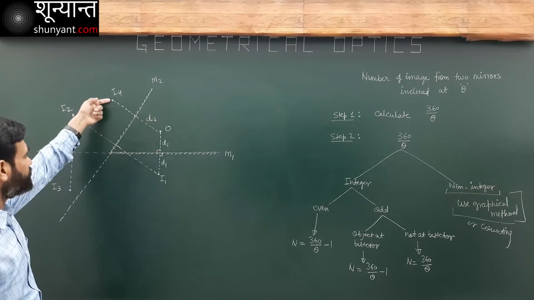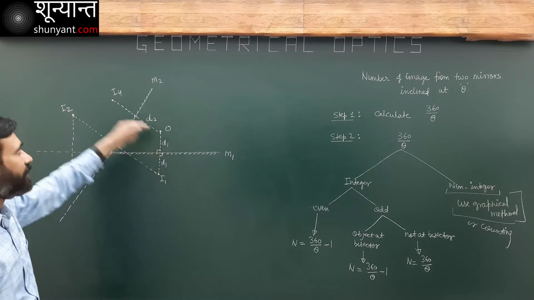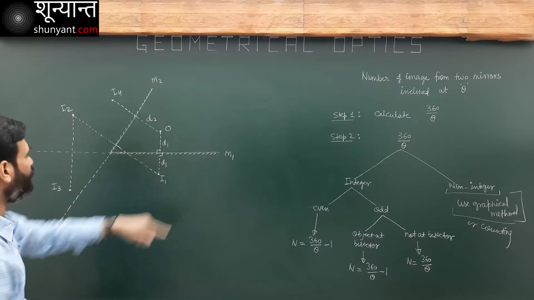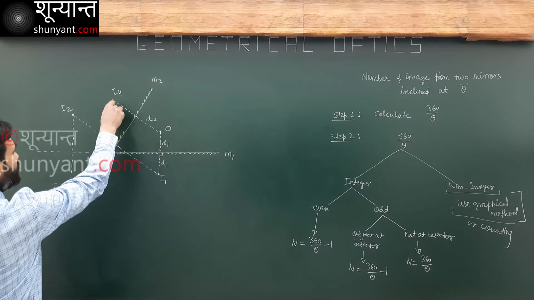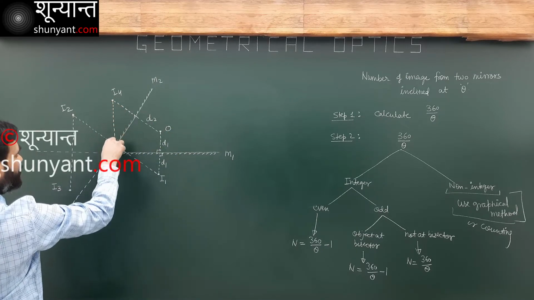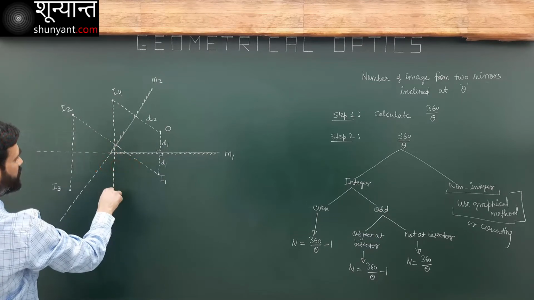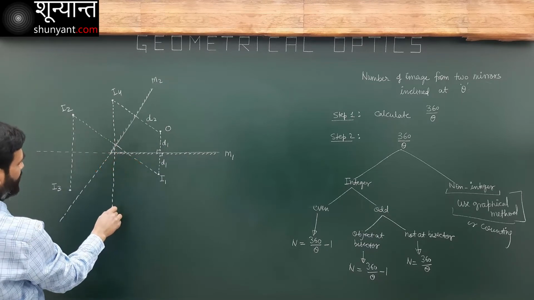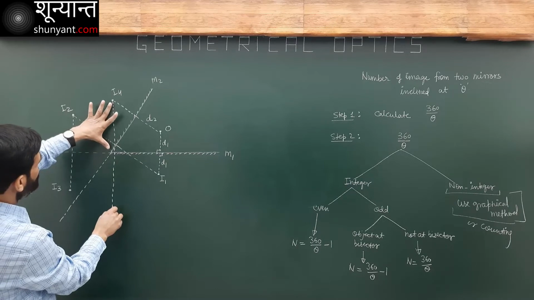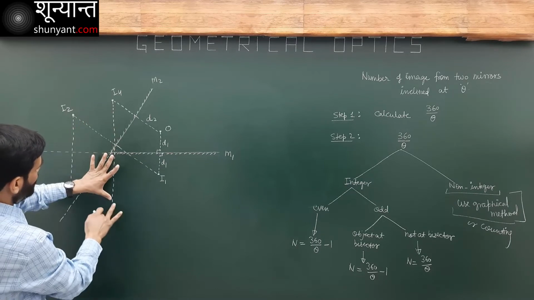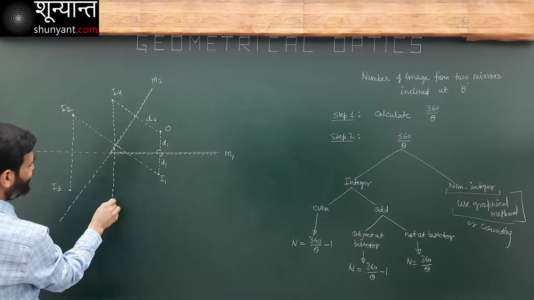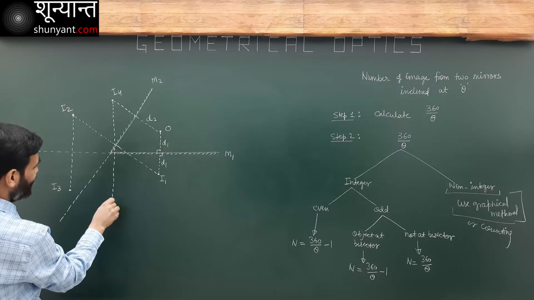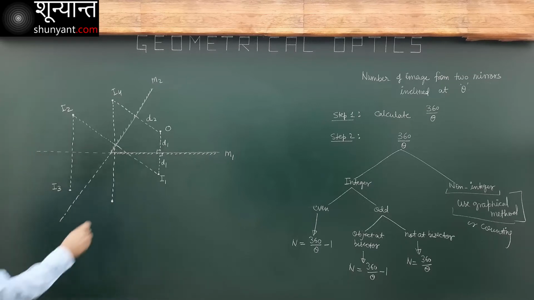Now this is in front of mirror M1, so it becomes an object for M1. There will be an image at the same distance behind the mirror. The distances must be exactly the same, not roughly. This is I5.